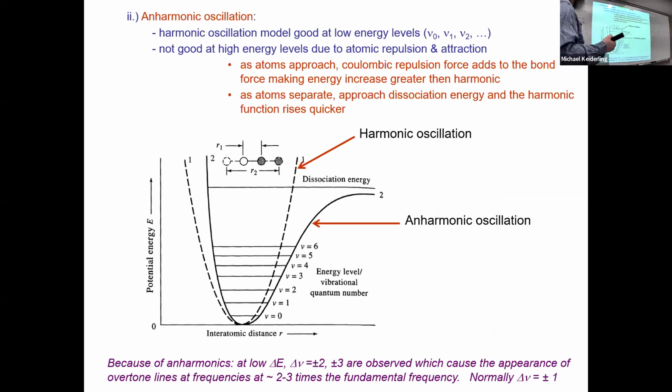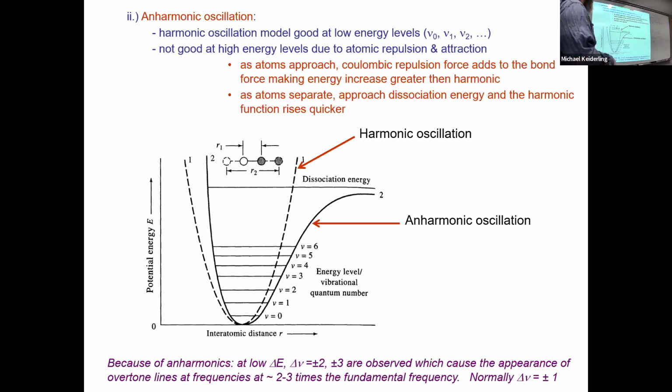So the harmonic oscillation model is good at low energy levels, like v0, v1, v2, but it's not good at high energy levels due to atomic repulsion and attraction. As atoms approach, the Coulombic repulsion force adds to the bond force, making the energy increase greater than harmonic. And as they separate and approach the dissociation energy, the harmonic function rises quicker. So it's good for low numbers, not so great for high energy.